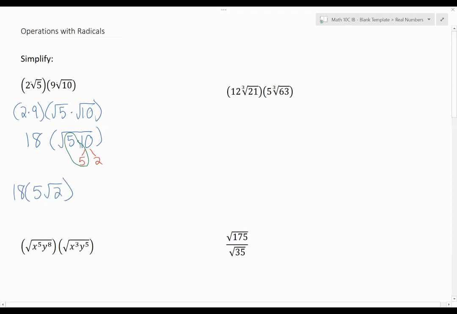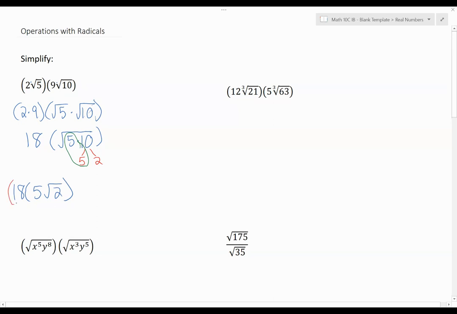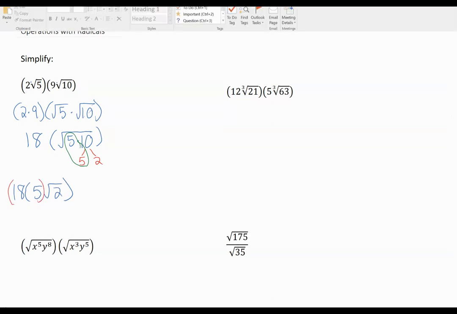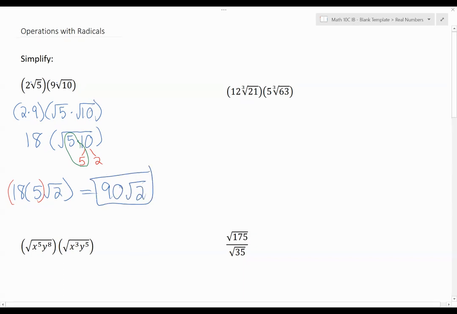But now again, I have multiplication being associative, so wherever in these brackets is kind of arbitrary, I can do 18 times 5, which is 90, times the square root of 2, which is now the simplified version of that multiplication. It's similar for cube roots.